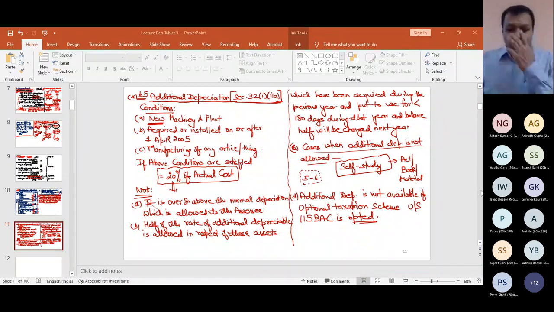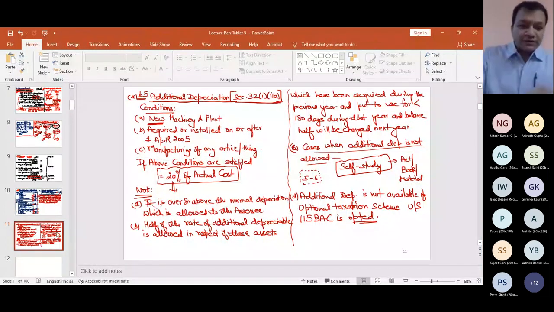Let us start now. I'm using specs only to save myself from these rays, otherwise my eyes are okay, fortunately, in spite of reading and studying a lot. I use specs only to save my eyes from excess use of the rays which I get from laptops or screens.